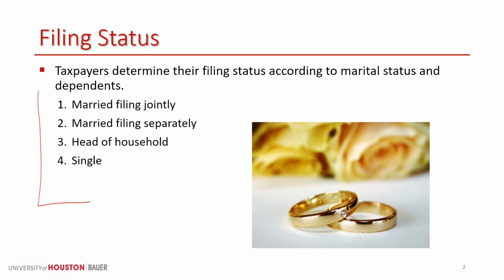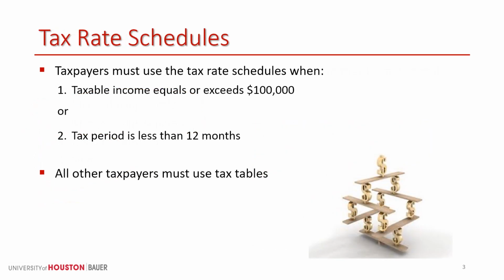And we've discussed filing status before, and we know that there are 4 filing statuses, but if you're married, you're either going to be married filing joint or married filing separate. And if you're unmarried, you're head of household or single. These filing statuses are going to affect the amount of tax you pay and the rate schedules that you use. We know that the rate schedules are used when income exceeds $100,000 or the tax period's less than 12 months. But for our purposes, we're always going to use the schedules.